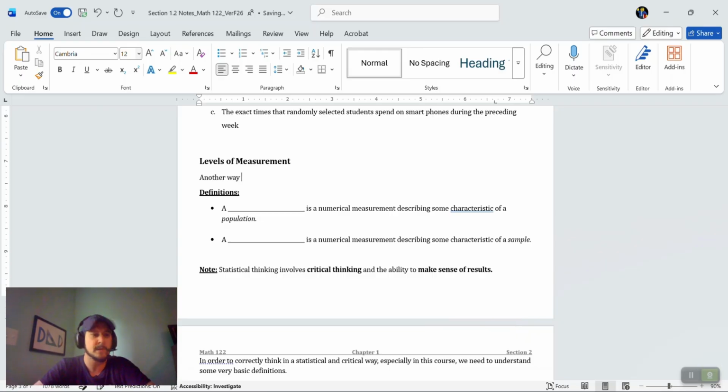Another way of classifying data is to use 4 levels of measurement, as defined below. Shout out to Five Below. Okay, maybe I'll tweak that a little bit because there's more info I want to give.